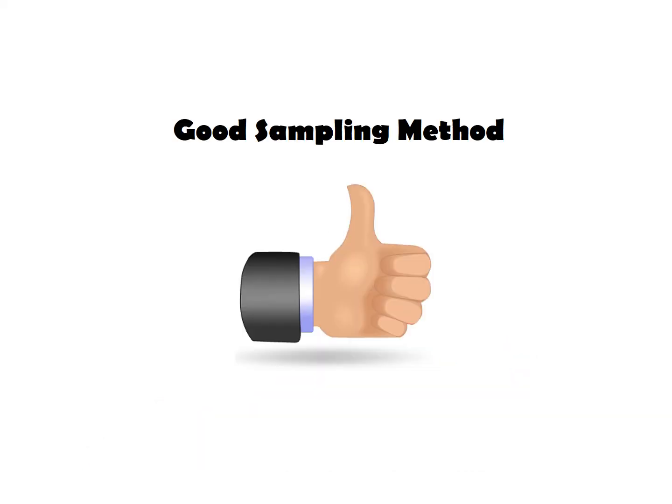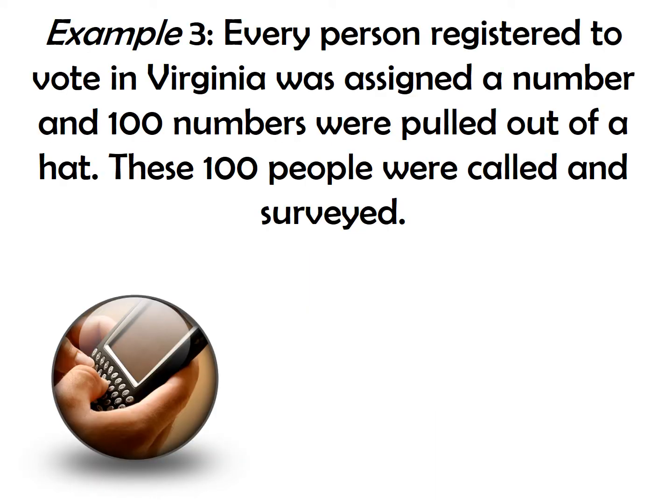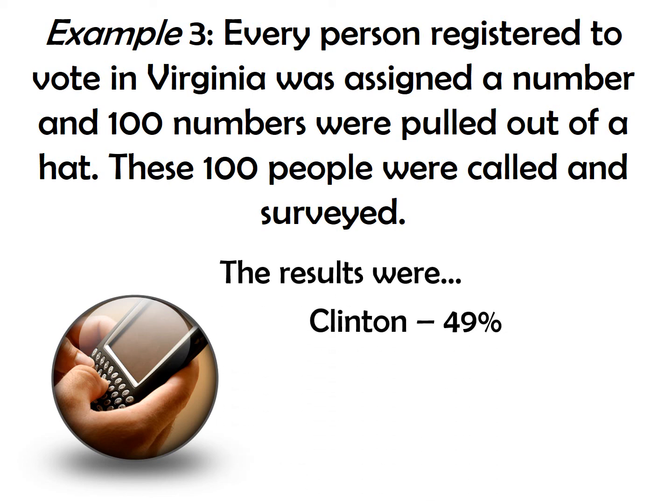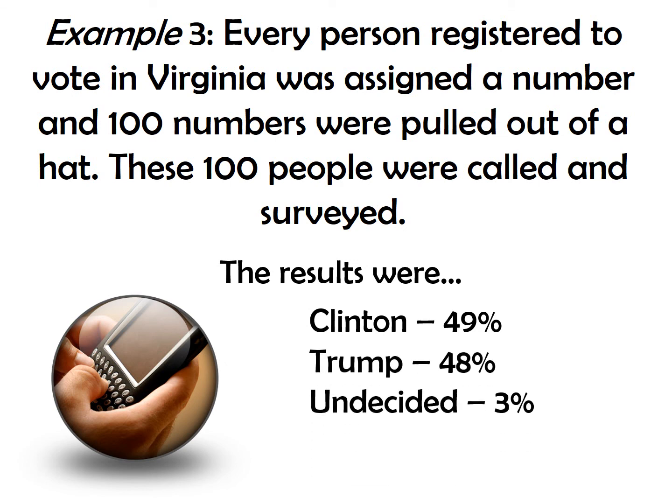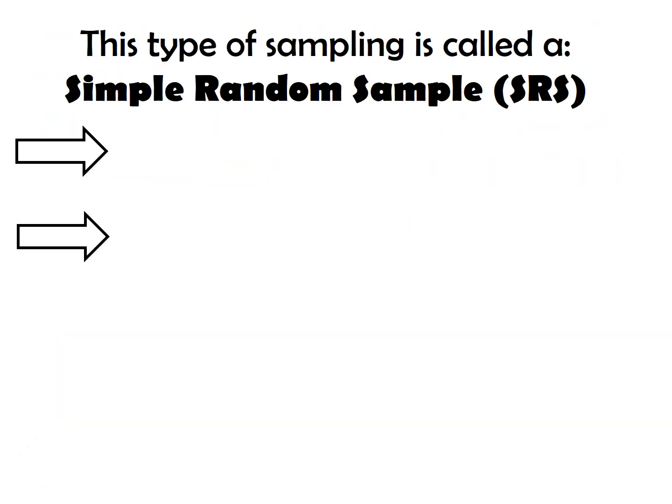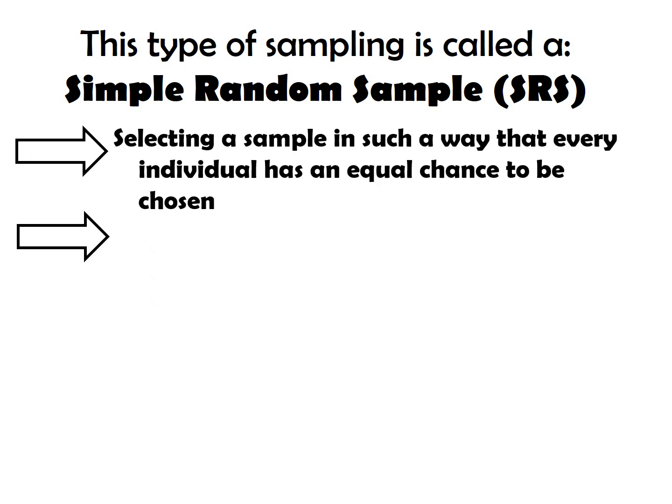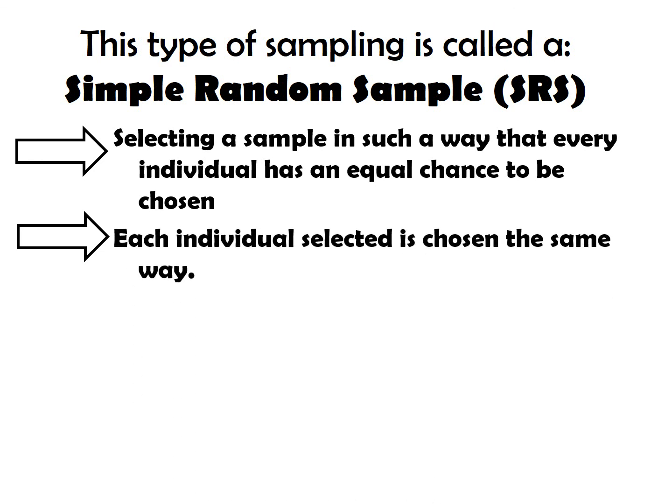So let's talk about a good sampling method. Every person registered to vote in Virginia was assigned a number, and 100 numbers were pulled out of a hat. These 100 people were called and surveyed. The results were Clinton 49%, Trump 48%, undecided 3%. This type of sampling is called a simple random sample, selecting a sample in a way that every individual has an equal chance to be chosen. Each individual is selected and chosen in the same way.